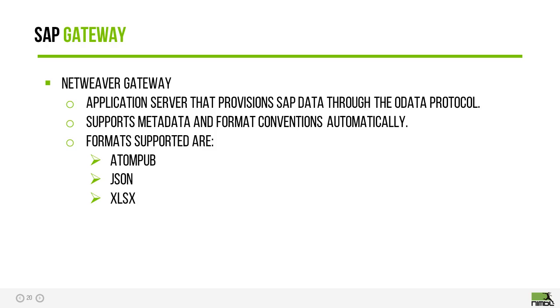SAP's solution for NetWeaver systems is SAP Gateway. It handles the protocol conversion between OData and SAP structures. Currently, OData version 2.0 is supported. That is something to take note of. The current OData version is 4.0. SAP is not there yet, but 2.0 has the core features needed to transfer data back and forth. Output formats that are supported are Atom, Pub, XML, JSON, and Excel.